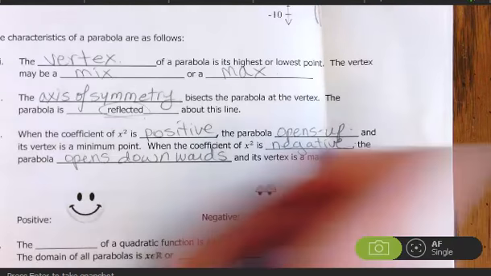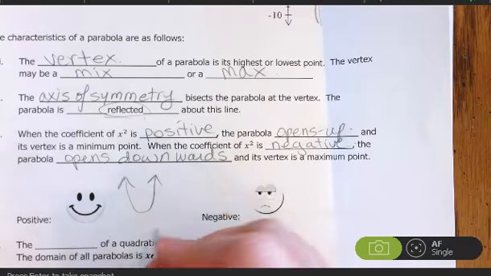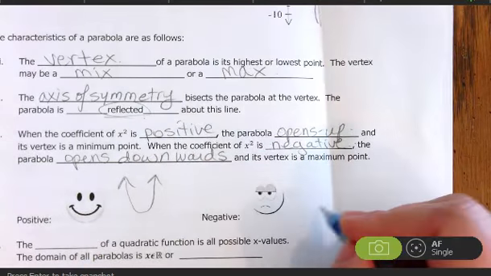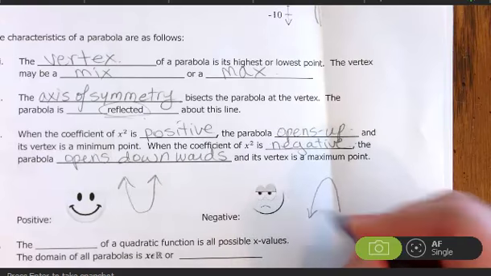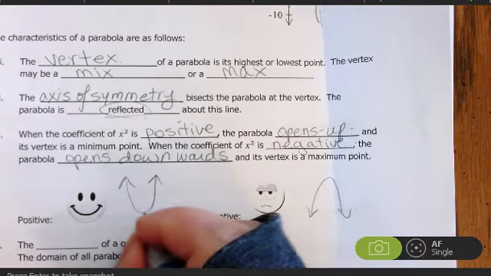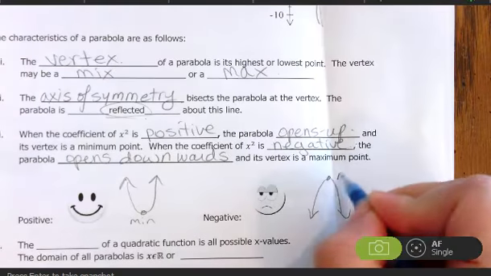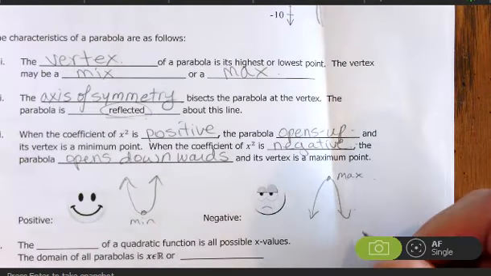So if we look at this here, a parabola with a positive a value looks like this, and a parabola with a negative a value looks like this. This would be the vertex. It would be at the minimum, and the vertex here would be at the maximum.